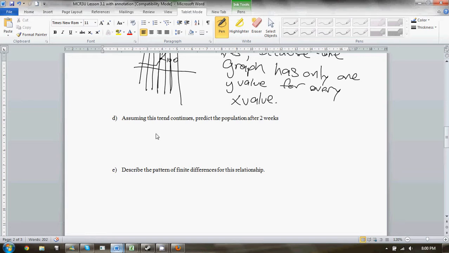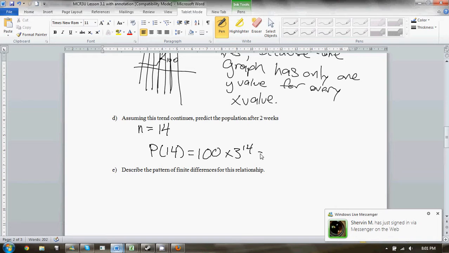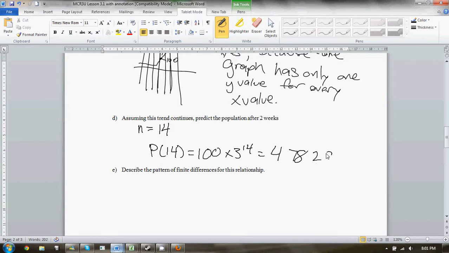Assuming this trend continues, predict the population after 2 weeks. So 2 weeks, your n is going to be equal to 14 days. If I plug it into the equation, I have 100 multiplied by 3 to the power of 14. It equals 978,296,900. The population is 978,296,900.